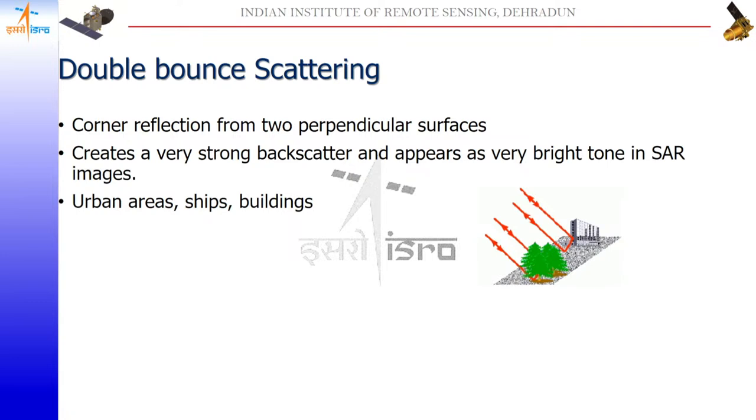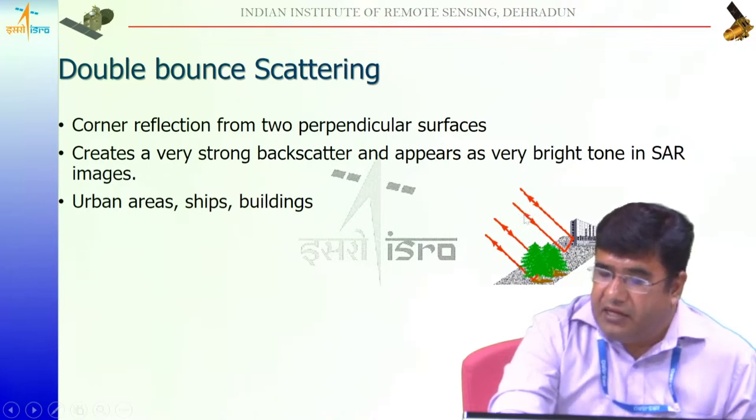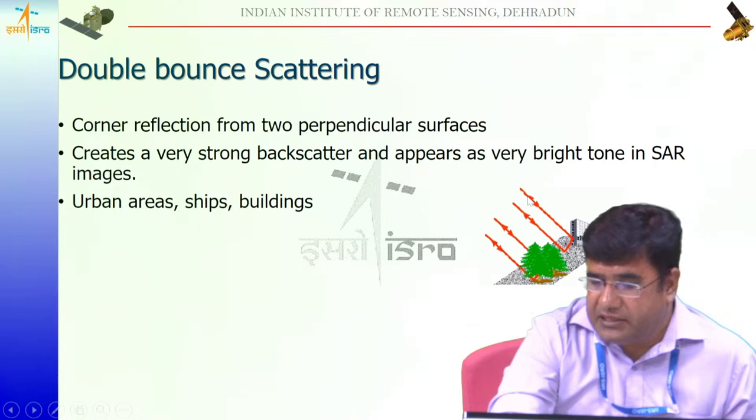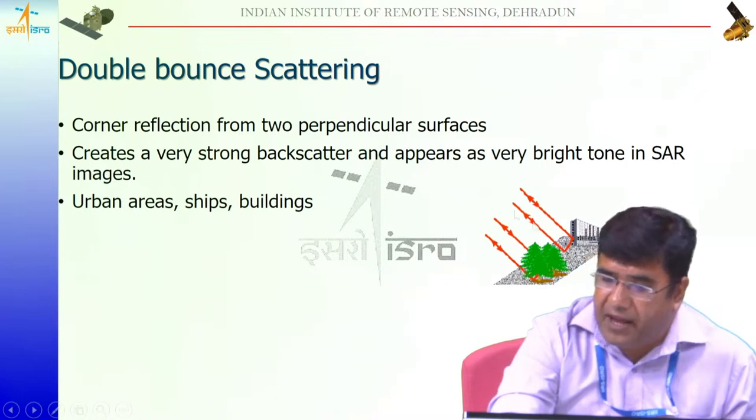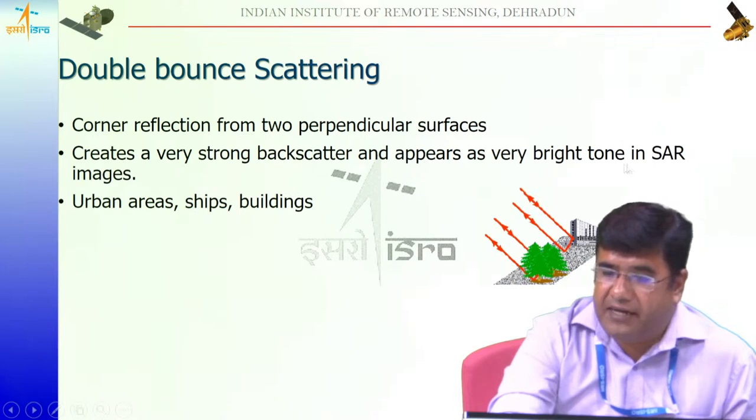Next is the double bounce scattering. So what is double bounce scattering? If we have building-type structures, urban buildings, the signal comes and hits the building, and the building backscatters the signal towards the radar sensor, giving a very strong return, because the SAR pulses interact with the building and go back towards the sensor. So it creates a very strong backscatter and appears as a very bright tone in SAR images.